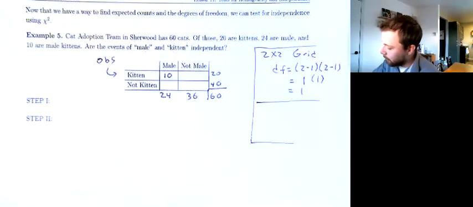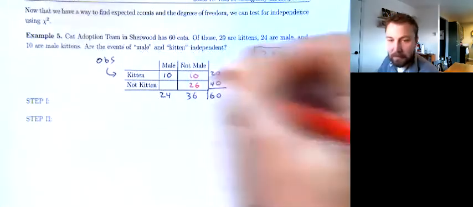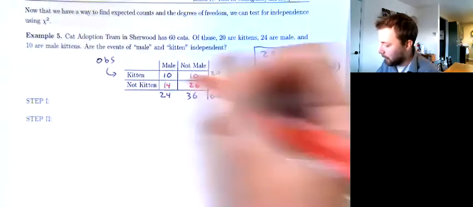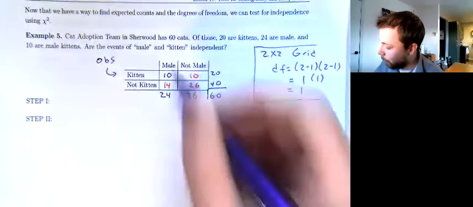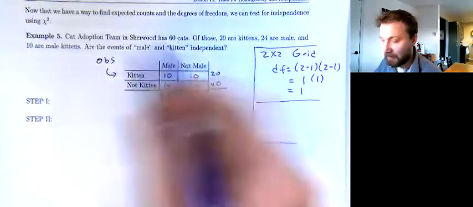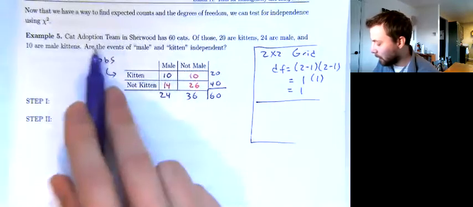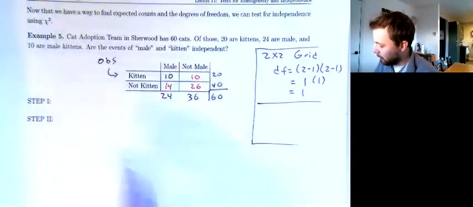Solving for the rest of these numbers, 10 and 10 gives me 20. 10 and 26 yields 36. 10 and 14 gives me 24. And 14 and 26 gives me 40. So I needed to know only one value to get that whole grid based off that information that we observed. And the question here is, are the events of male and kitten independent?